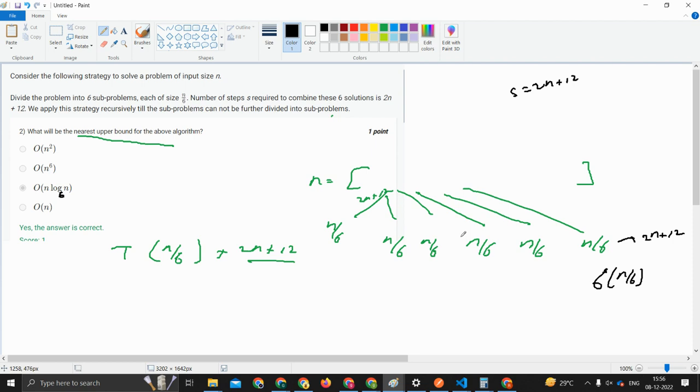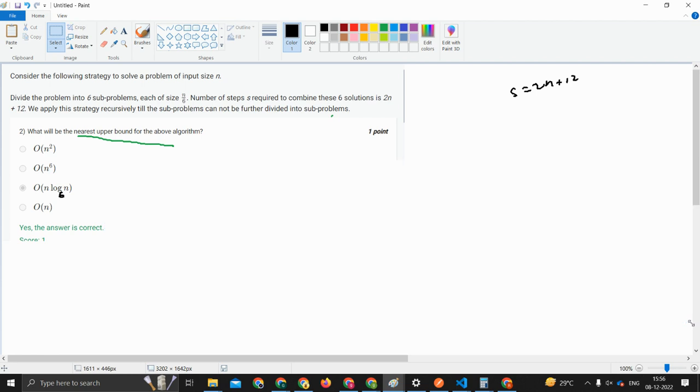I understood this that since we are doing it recursively, that takes log n, right? And since it's given 2n plus 12, removing the constants, that's like order of n. I understood it that way, so that makes it n log n. I just picked it on process of elimination. That's all right.